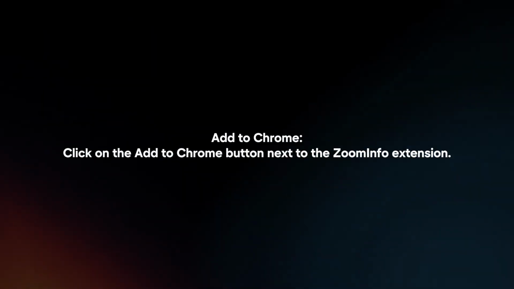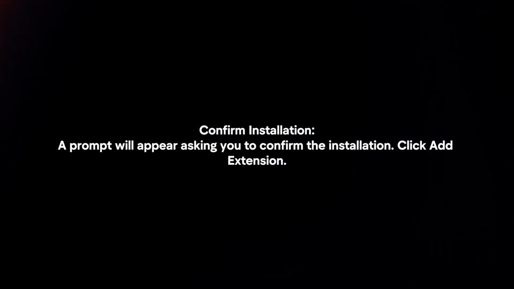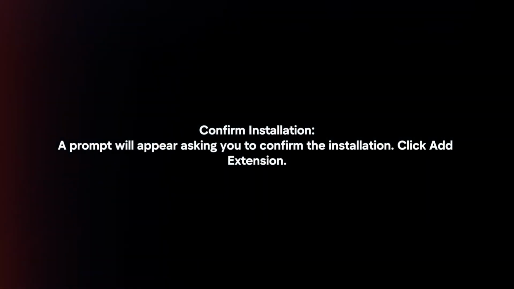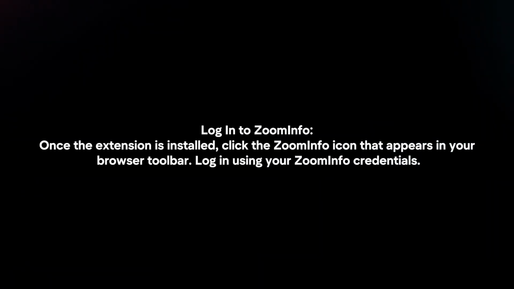Add to Chrome. Click on the Add to Chrome button next to the ZoomInfo extension. Confirm installation. A prompt will appear asking you to confirm the installation. Click Add extension.